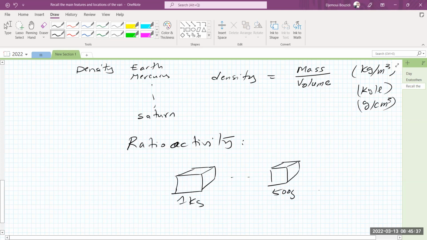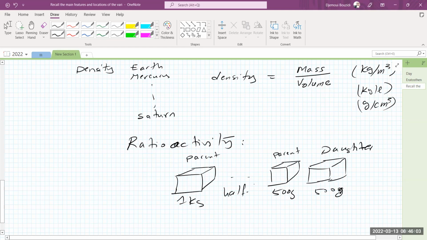So I took 1 kilogram, and another 500 grams of another substance. So basically, this is the remnants of the parent. So this is called the parent. So this is the parent still, 500 left from it. And then you have something called the daughter. And I'll explain it with an example in here. So the time it takes to go through this process, if I take 1 kilogram, is a half-life.